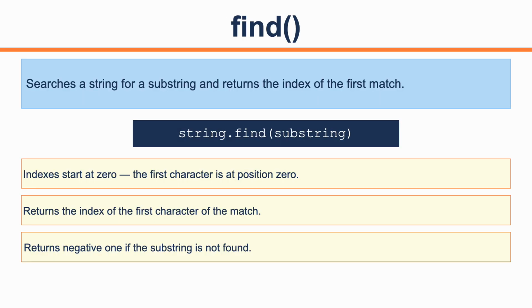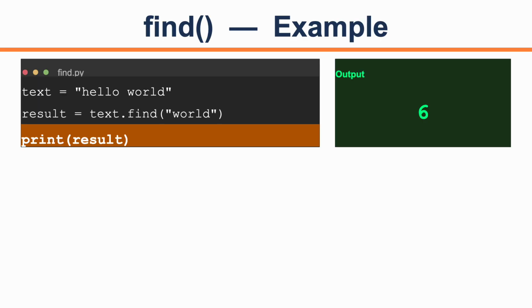The find method searches a string for a substring and returns the index of the first match. An index is the position of a character, starting at 0. If the substring is not found, it returns -1. Here we store the string hello world in a variable called text.